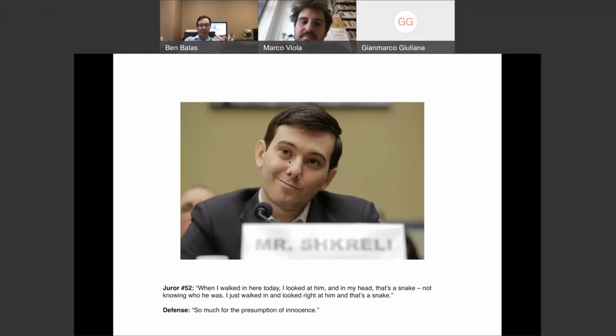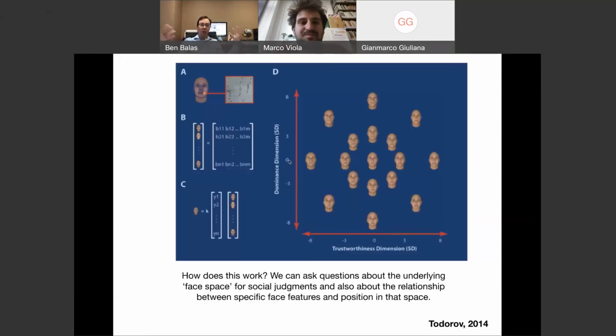So you make these judgments all the time. These judgments matter a great deal. What do we know about how you do it? Well, there is a great deal of work examining the relationship between the physical appearance of the face and the perception of these social variables, a ton of it from Alex Todorov's lab at Princeton.